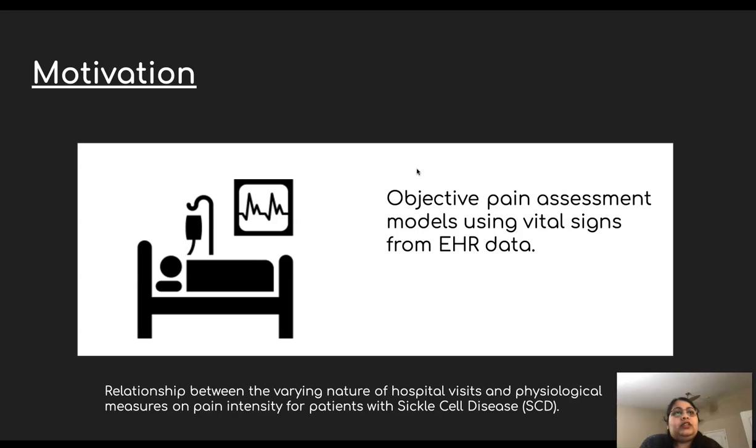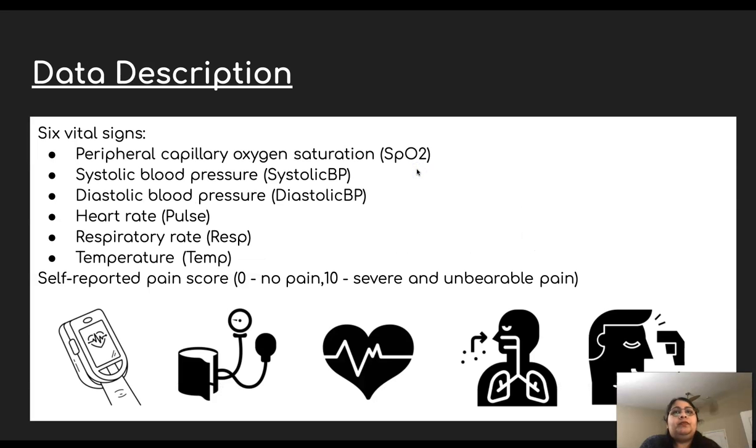However, people with sickle cell disease suffer from various acute complications that can result in multiple hospitalizations, emergency department visits, as well as outpatient care visits. In this work, we explore the relationship between the varying nature of hospital visits and physiological measures on pain intensity for patients with sickle cell disease.